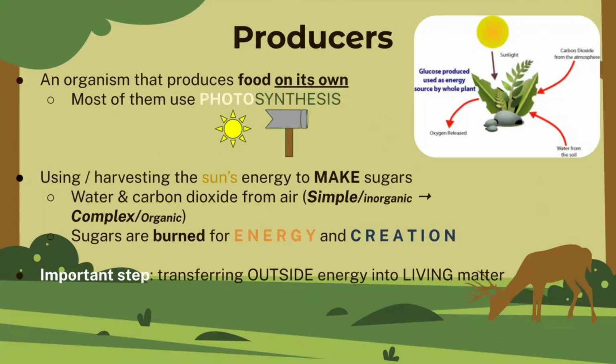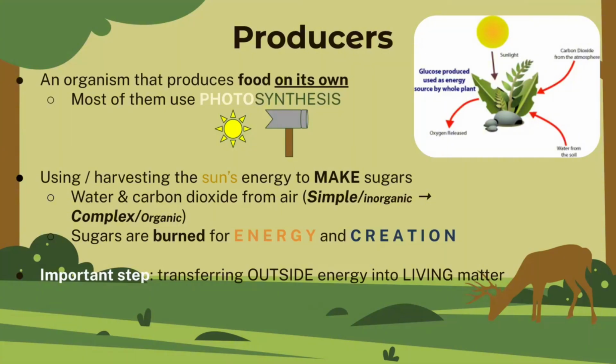Now, the first type of organism that we're going to talk about are producers. A producer is an organism that produces food on its own. Most of them are plants, and they go through a process called photosynthesis. Photo means light and synthesis means make, so it literally means making energy from light. It harvests the sun's energy, it takes in water and carbon dioxide, which are inorganic, and uses it to make complex, rich sugars. Now, this is a very important idea, turning simple and inorganic material into complex and organic material.